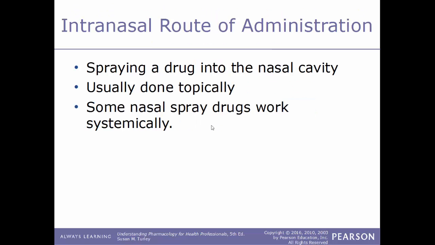Another route of administration is the intranasal route. This is where you are spraying a drug directly into the nasal cavity. This is usually done topically, and there are some nasal sprays that will work systemically, but this is usually done topically. A good example of this would be allergy medications.